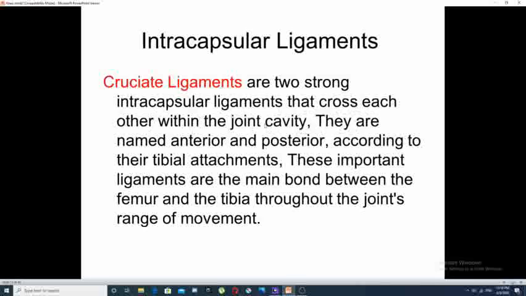They are named the anterior and posterior cruciate ligaments according to their tibial attachments. These important ligaments are the main bond between the femur and the tibia throughout the joint's range of movement.